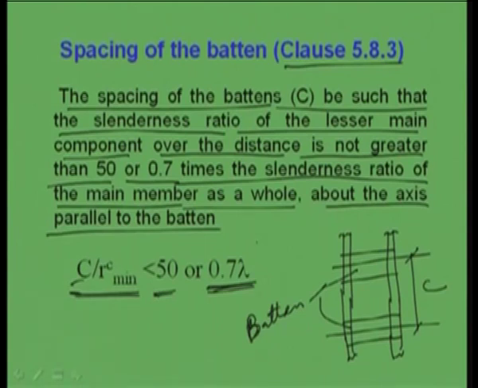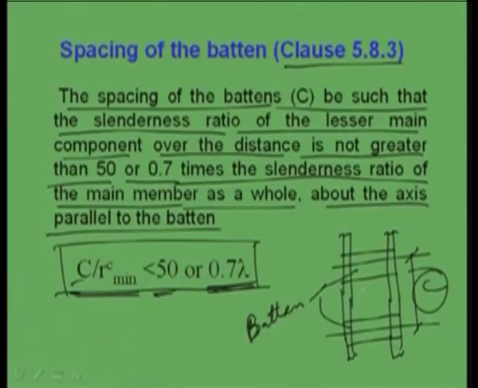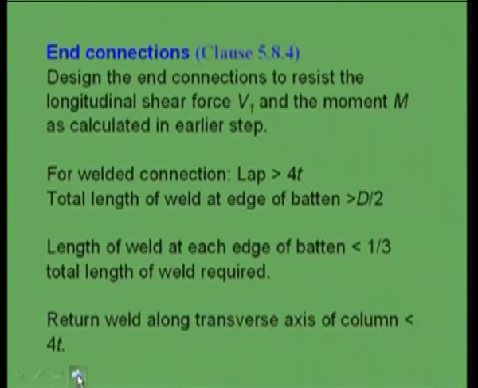So, this is the condition from which I can find out the value of C, the spacing between two battens, right. As per clause 5.8.3 we have to find out the spacing between two battens, which can be decided from this equation: C by r_c minimum is less than 50 or C by r_c minimum is less than 0.7 lambda, whichever is lesser, right. So, from this we have to find it out.